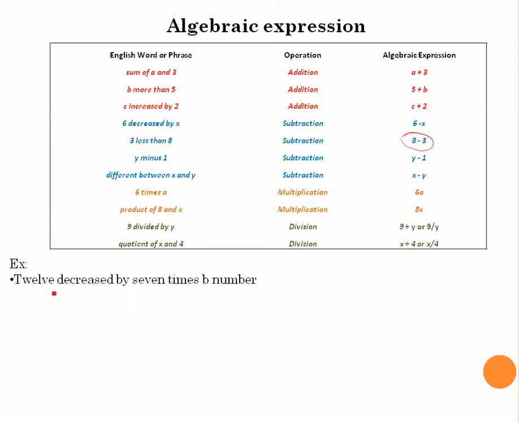Example, 12 decreased by 7 times a number b. b could be any number. So 12 decreased, that means subtraction, by 7 times b. 7 times b. We know that we don't put x here, that means 7 times b. The other one is 9 plus the quotient of c and 6. We know quotient is division, so c over 6.